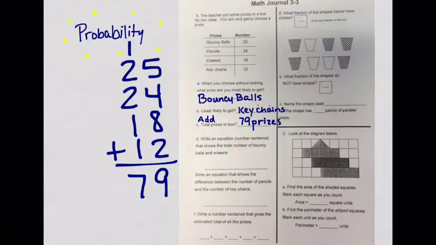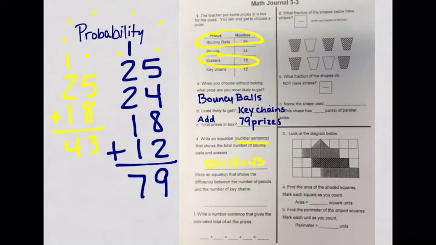D, write an equation, which is a number sentence, that shows the total number of bouncy balls and erasers. So now we just need bouncy balls and erasers. So we want to make a number sentence that adds 25 plus 18. So again, I neatly line up 25 and 18. I add my ones first. 5 plus 8 is 13. Carry my 1. 1 plus 2 is 3 plus 1 is 4. So 43.